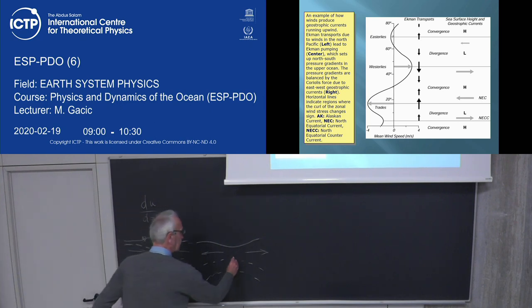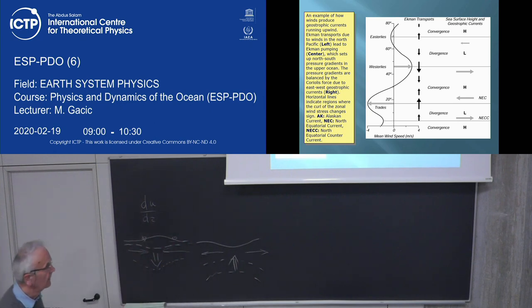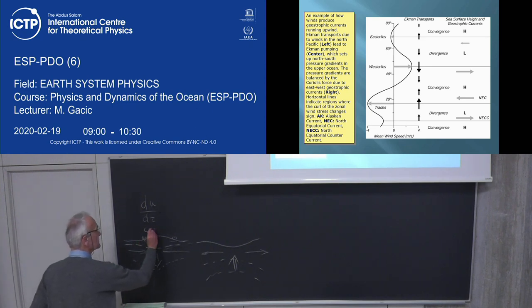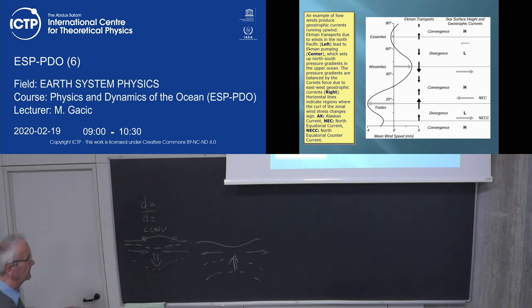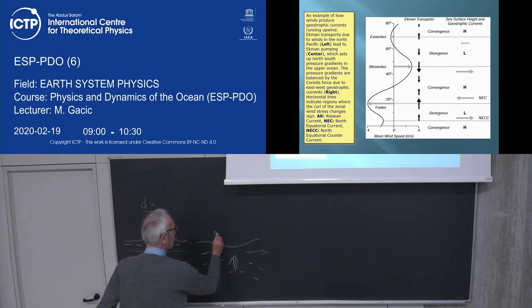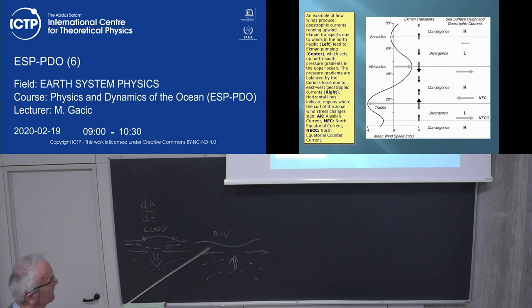Because of the vertical movement upward. So in a situation where we have the divergence, we have the loss of mass in the center of this area, and at the same time the compensating upward flow, or upwelling, in that area. So this is the upwelling when we have the divergence. When we have the convergence, we have the downwelling, and that's important to remember.